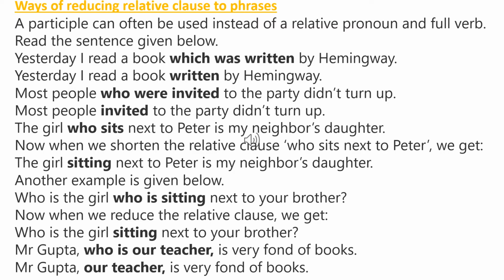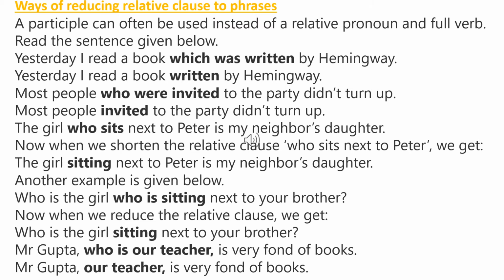There are a few ways in which we can reduce relative clauses to phrases. The first way is that we have to omit the relative pronoun, that is who, which, or that, and the be form of the verb, that is, was, or were, when the relative clause is the subject of the clause. For example, the girl who sits next to Peter is my neighbor. Here, who sits can be changed to the girl sitting next to Peter is my neighbor.